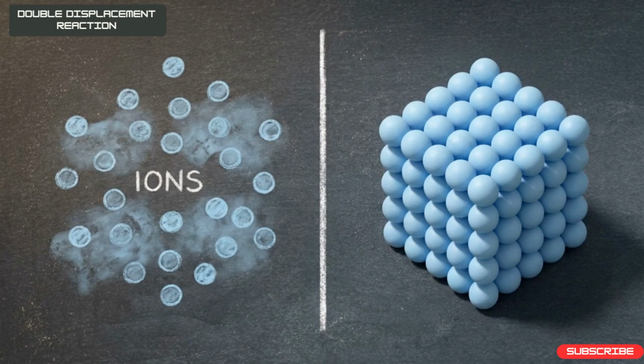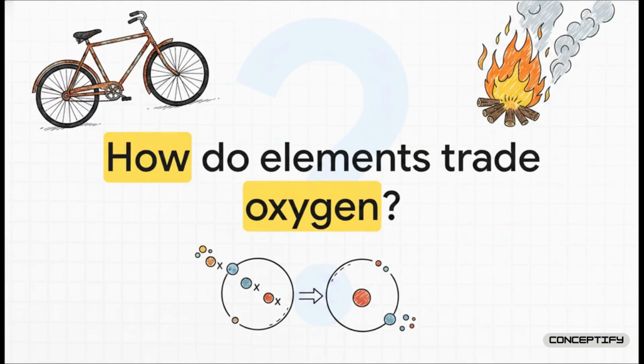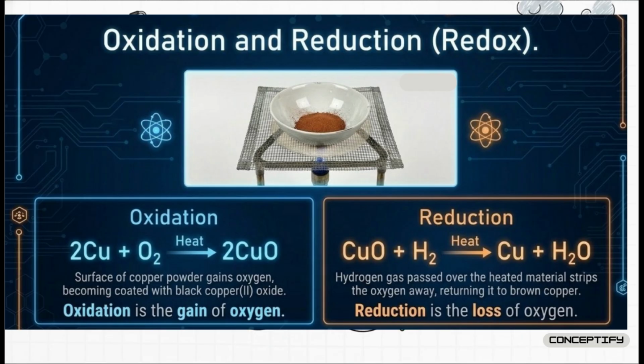drop out of solution. We look around and we see rust forming on an old bike or a campfire burning. But what's actually happening down at the elemental level? Like, how do elements trade oxygen? This isn't just random chaos, you know? Chemistry is actually a fascinating, highly structured story of exchange. Elements are constantly negotiating, swapping pieces of themselves to create entirely new substances.